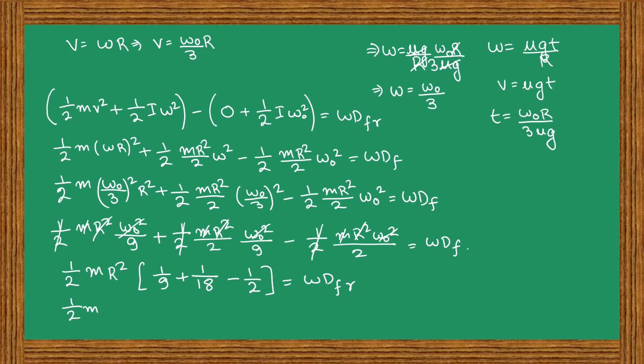So half m r square into omega naught square, into, let's take the LCM. LCM is nothing but 18. So 2 plus 1 minus 9 is equal to the work done by friction.